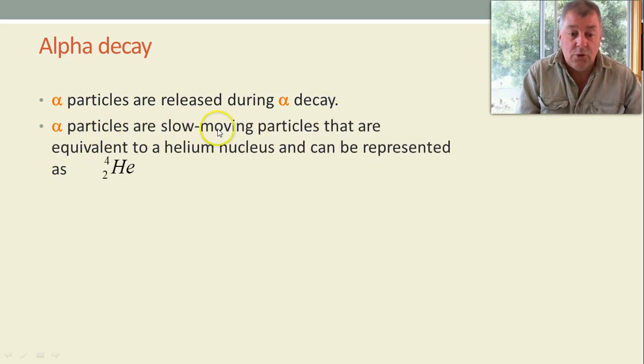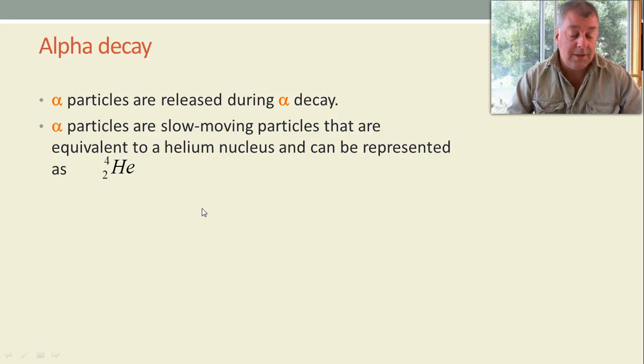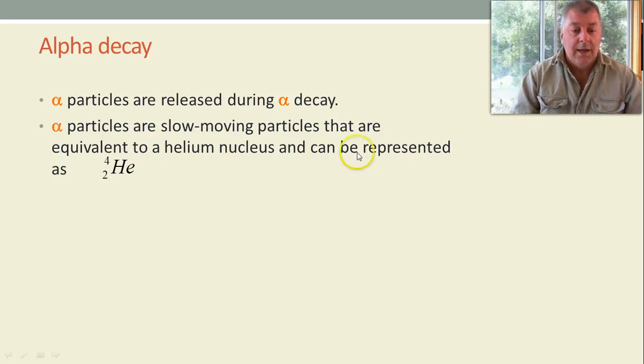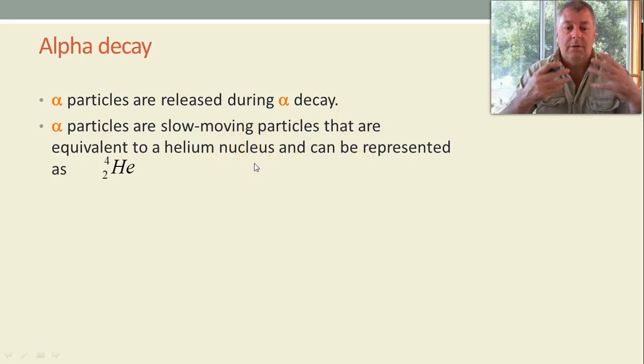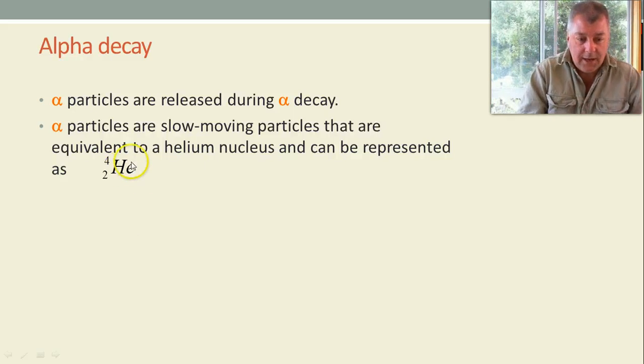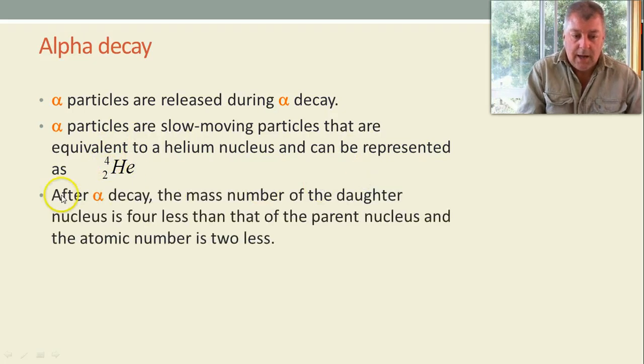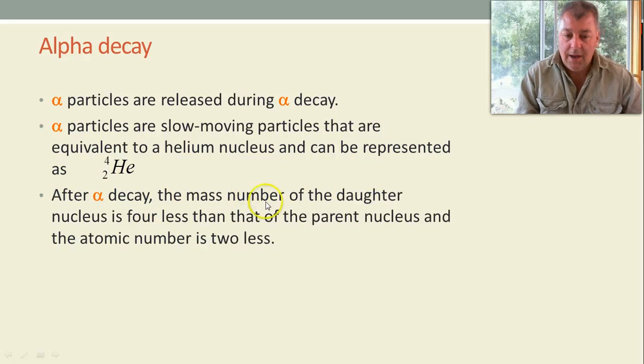Alpha particles are slow-moving particles that are equivalent to a helium nucleus. We've said this before and we're just reinforcing it. It's only the nucleus. Don't confuse this: the first topic we did in physical science was about atoms and how atoms have electrons orbiting around them. We're not saying that an alpha particle is a helium atom, it's a helium nucleus. And as we saw before, the symbol we use for an alpha particle is helium-2,4, and after alpha decay we have to have a change in the mass number of the daughter nucleus.